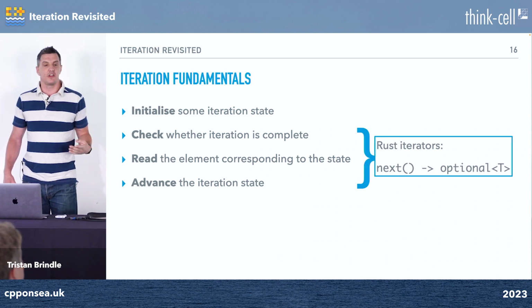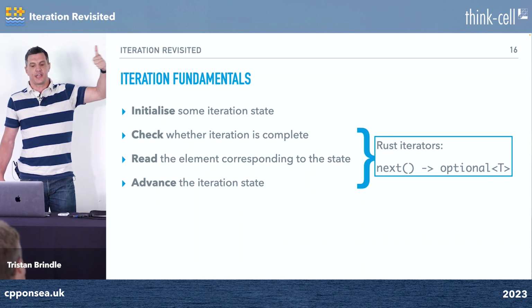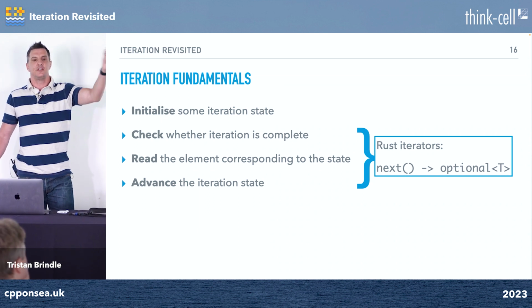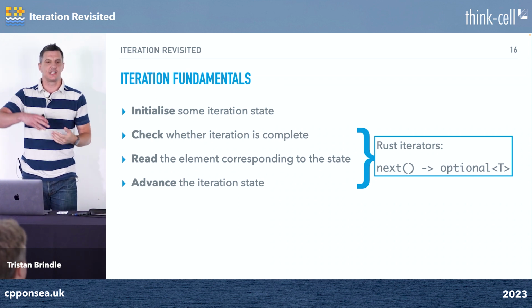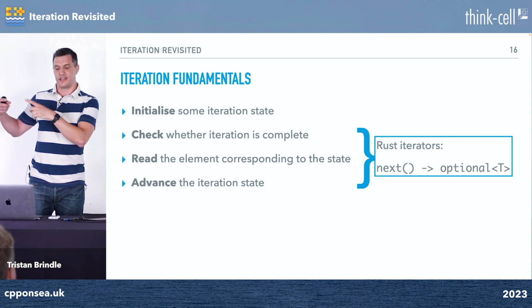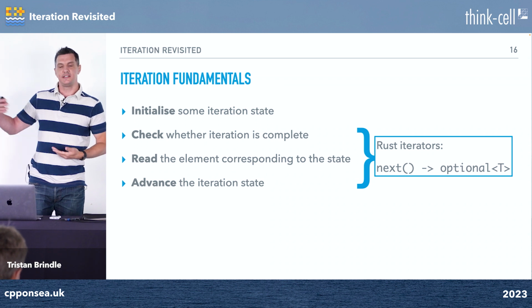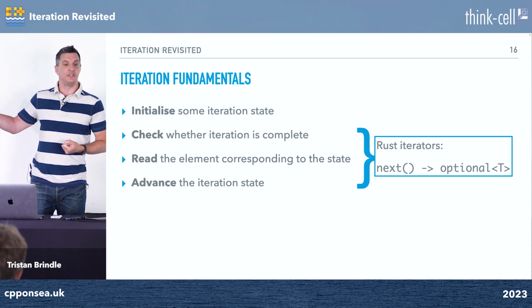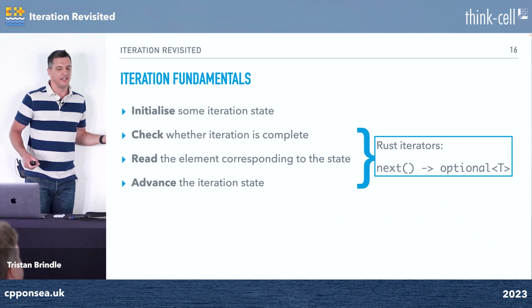And if people are familiar with Rust iterators, Rust actually fuses together the check, read, and advance operations into a single function called next. And in Rust, next returns what in C++ terms we call an optional, containing the element. Every time you call next, it gives you an optional with the next element, until eventually it returns an empty optional, which signals that iteration is complete. Okay, so that's the Rust iteration scheme in a nutshell.